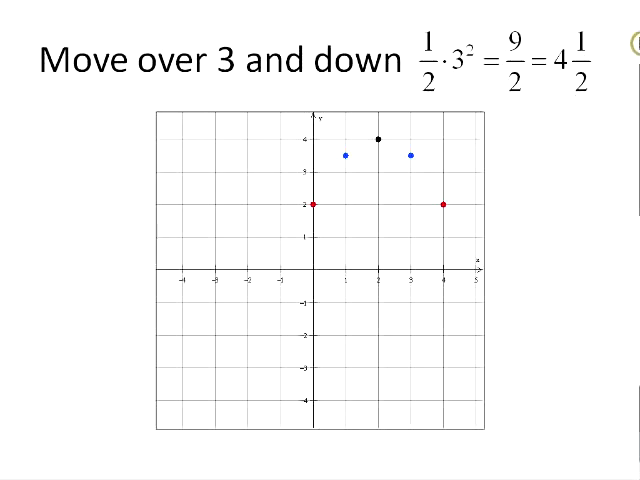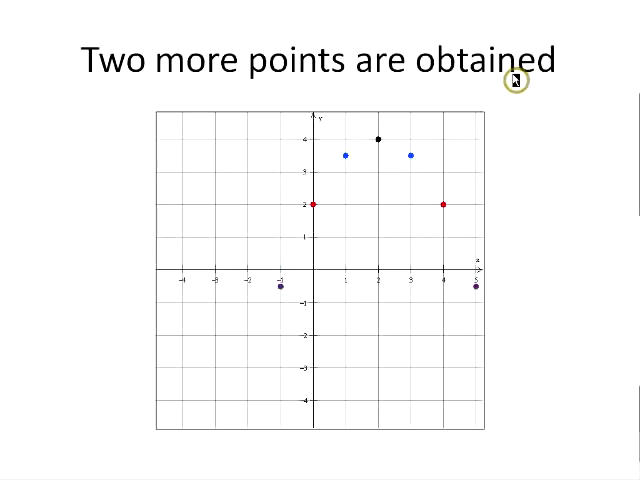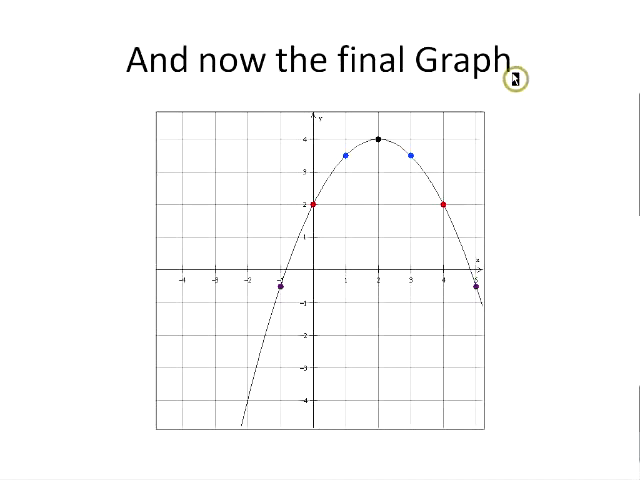Let's find a third pair of points. If we move over 3, we're going to move down 1/2 times 3 squared, or 9/2. For graphing purposes, 4.5 is maybe easier to see. So if we move over 3, we're going to move down 4.5. If we went to the left 3, we would likewise still go down 4.5. This gives us 2 more points on the parabola. This completes this graph of the parabola.